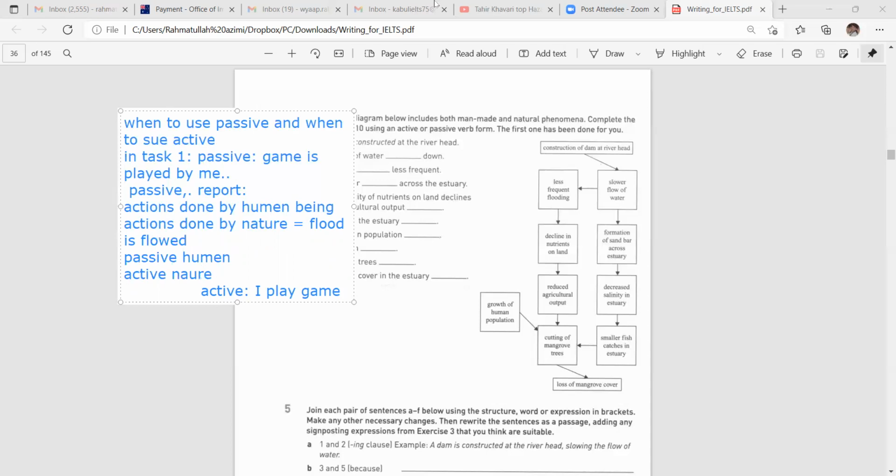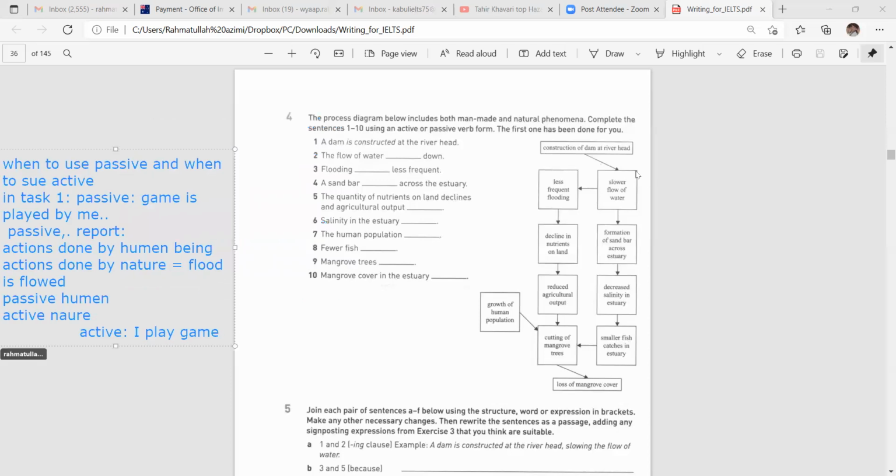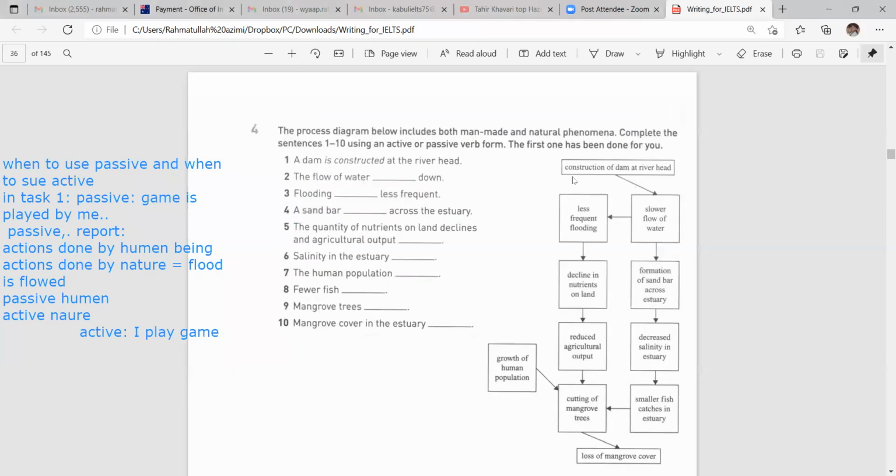Let's do a little bit more practice here. Have a look at this task. Let's zoom it a little bit, and we'll have the books as well, guys. Okay, so in here, students, look at the action. It says construction of a dam at the riverhead. Look at these steps, step 1, step 2, step 3, step 4, step 5. Just look at these steps and then tell me whether it is done by human beings or by nature.